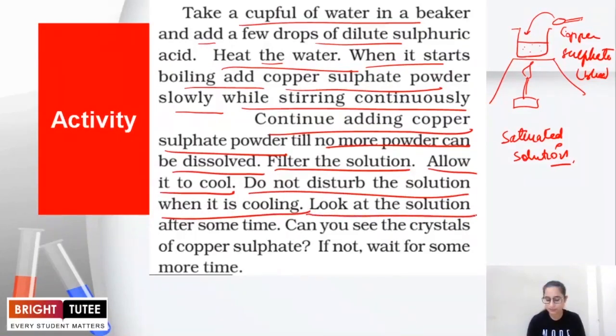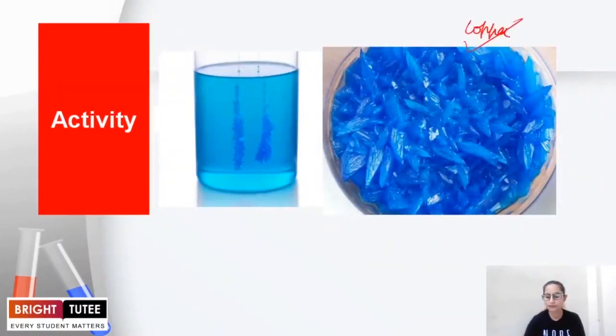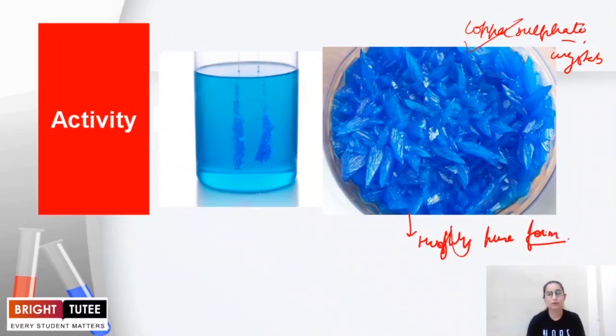Now, after some time, look at the solution. Can you see crystals of copper sulfate? If not, you should wait some more time. After some time, you will notice that blue crystals of copper sulfate have separated out of the solution. These are the crystals and this is a highly pure form of copper sulfate.